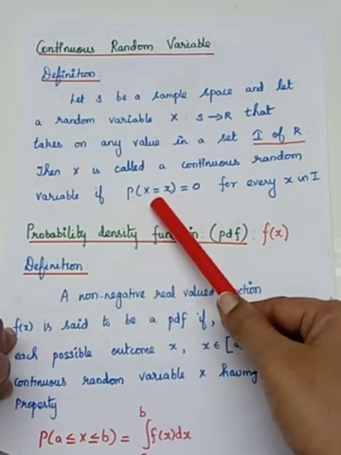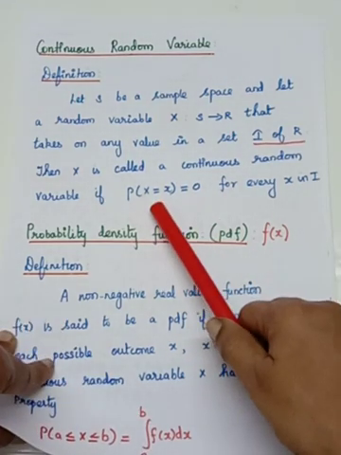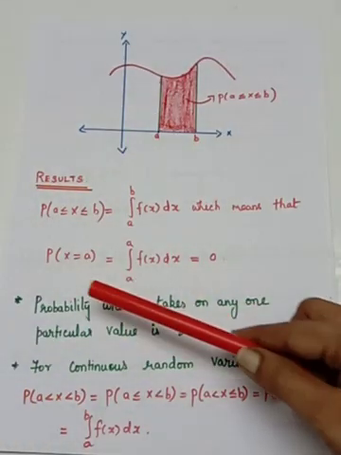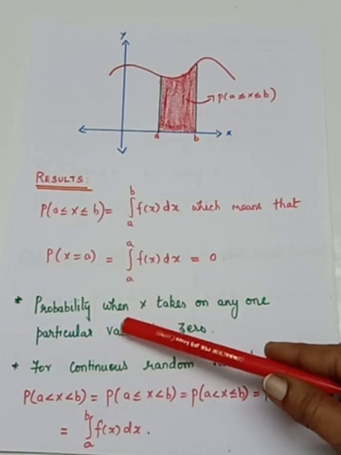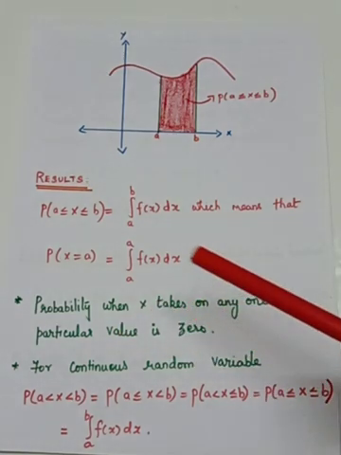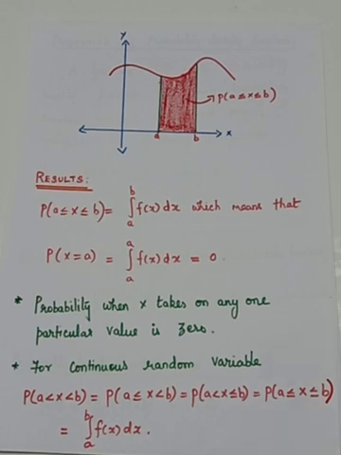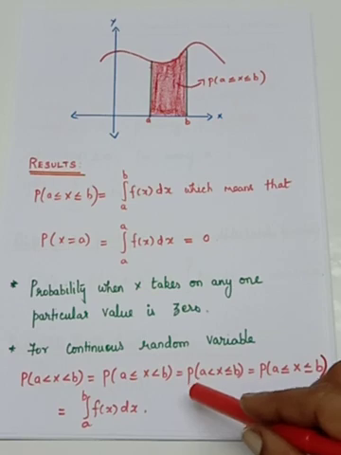The integral of the function over the same limit is equal to 0. That's why we have written P of capital X equal to x is equal to 0. So P of x equal to a is 0. The probability when x takes on any one particular value is 0. Therefore, for a continuous random variable, this result holds.